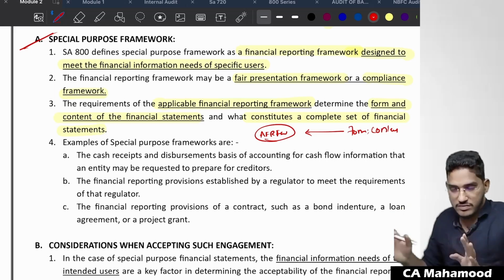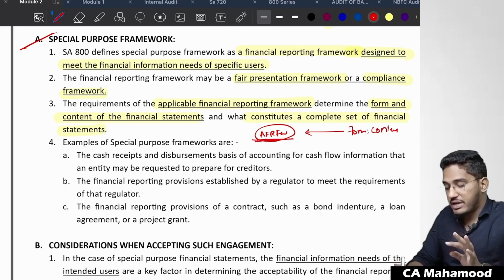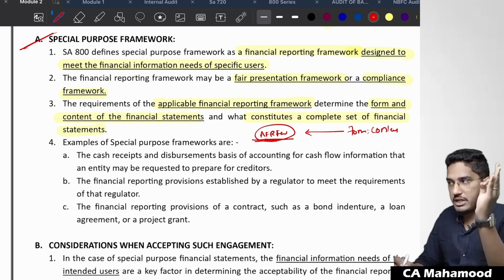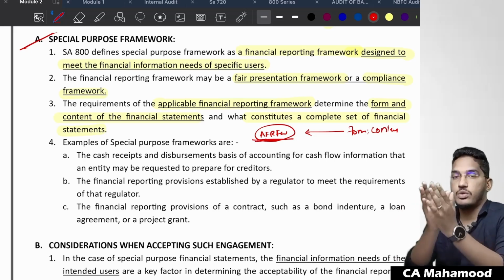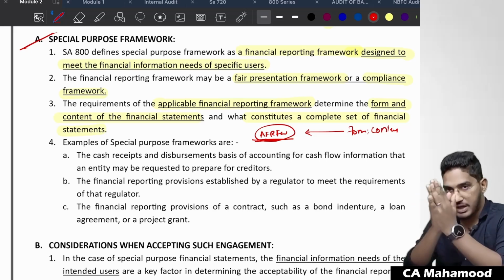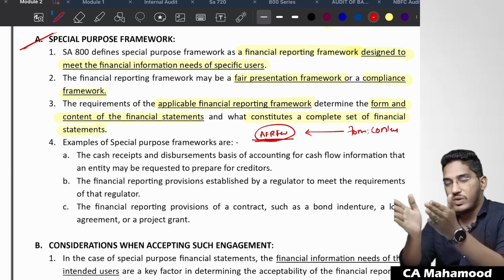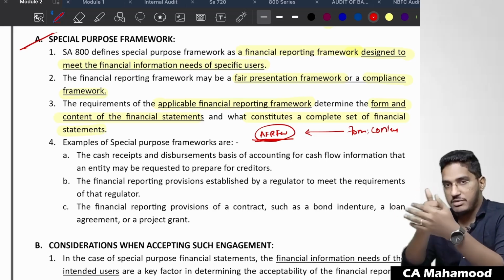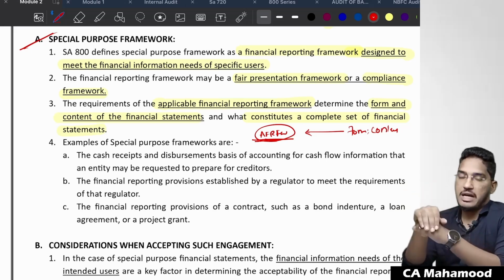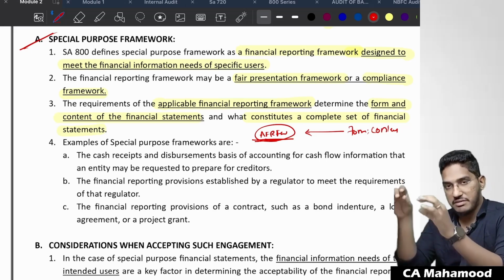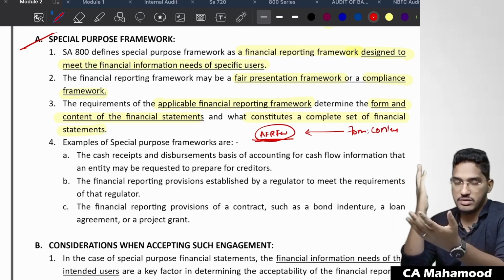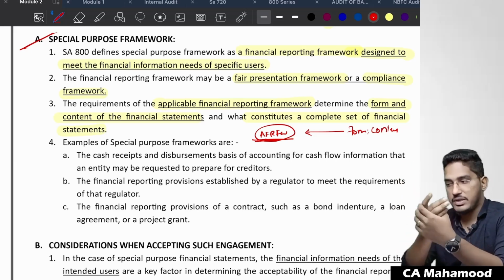So consider all these factors and the management has to decide what will be their applicable financial reporting framework. That means what set of rules and regulations they have to follow in the preparation of the financial statements. First, they have to decide that. Once they decide their applicable financial reporting framework, on that basis only, what should be the format and what should be the content in the financial statements, everything will be decided.